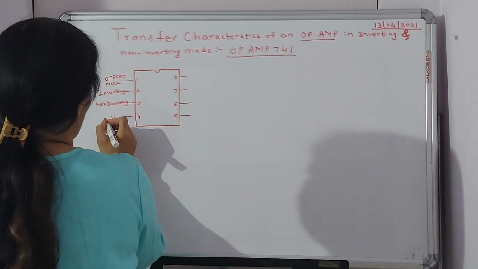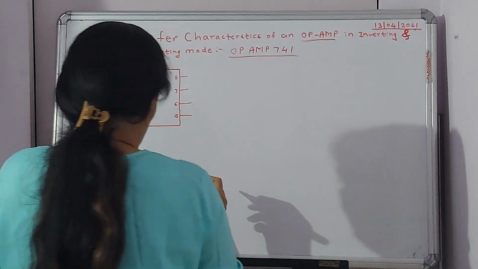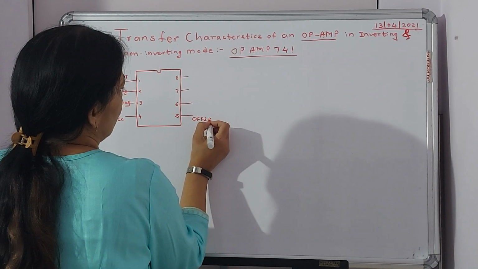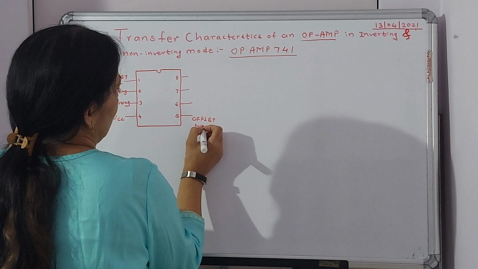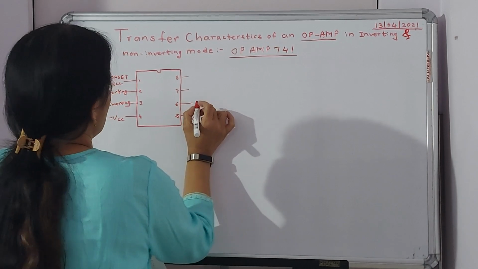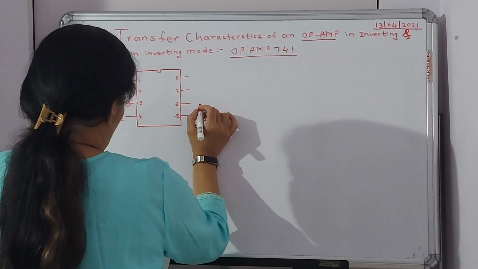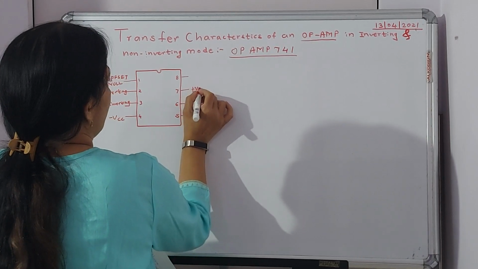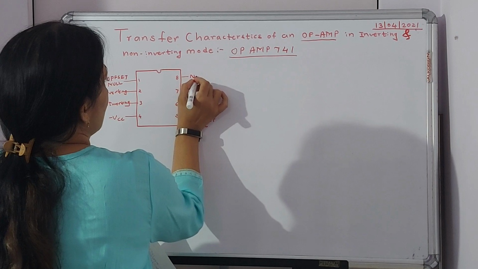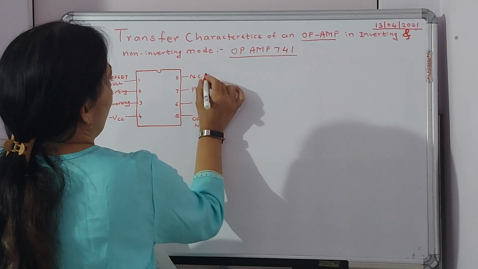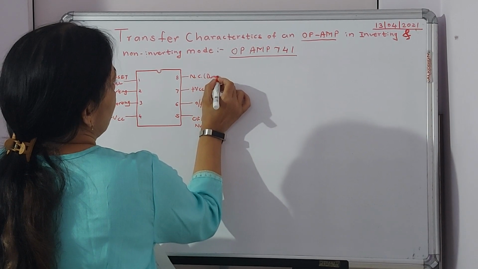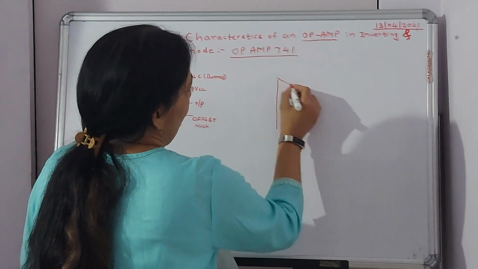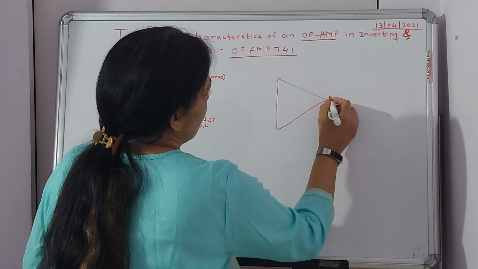So over here we'll say minus VCC. Pin number 5 is offset null. Pin number 6 is over here for output. Pin number 7 is plus VCC, and this is NC or not connected, or we can say in short dummy. Right? So you have an IC like this.